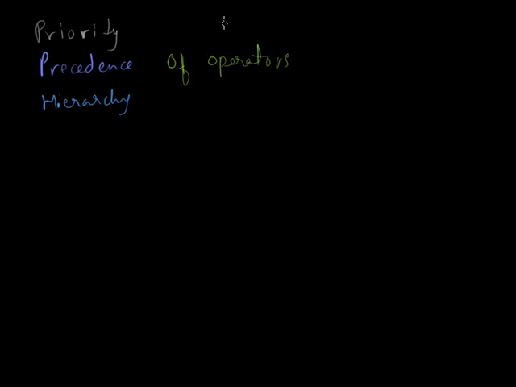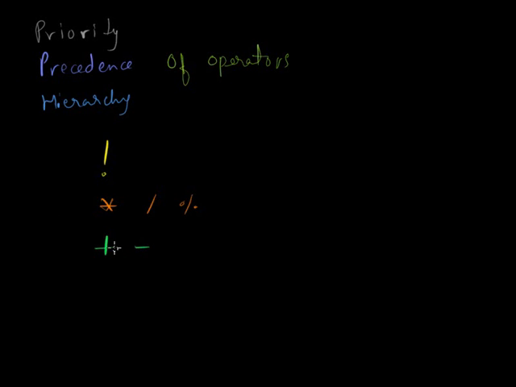Now let me write the hierarchy of operators. In C, you have to solve that operator first. So the first operator in any expression, if it contains that operator, you have to solve that first. So the highest priority is given to the not operator. After that, in the second level of hierarchy, we have multiplication, division, or modulo division. In the third level, you have to solve plus or minus, addition or subtraction.